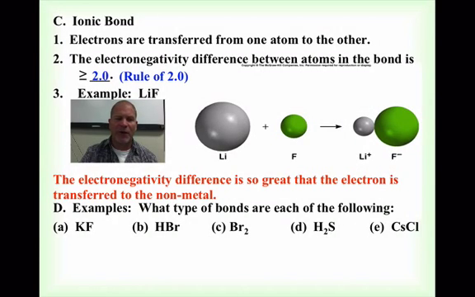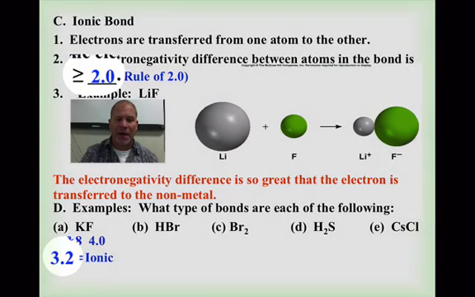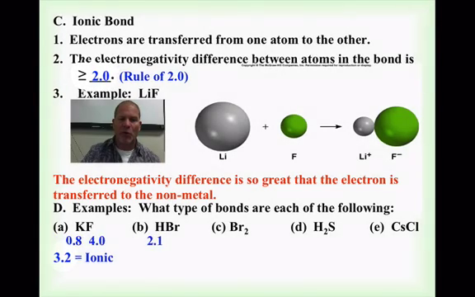What type of bonds are in the following? Well, let's take a look at this. We have KF. We have potassium at 0.8. My fluorine is 4.0. And the difference is 3.2. Therefore, we call it ionic. HBr: my hydrogen is 2.1. My bromine comes to 2.8. The difference is 0.7. Therefore, I call it polar.